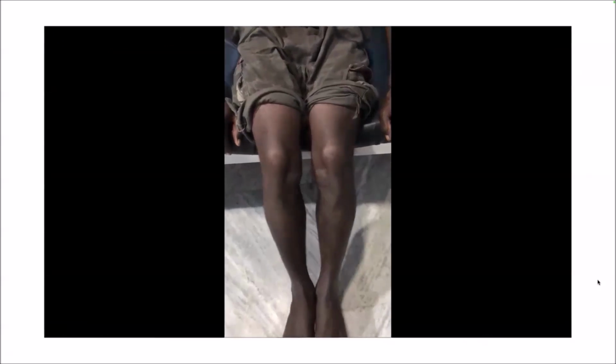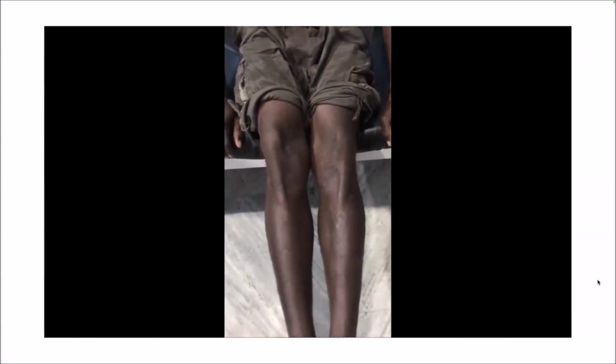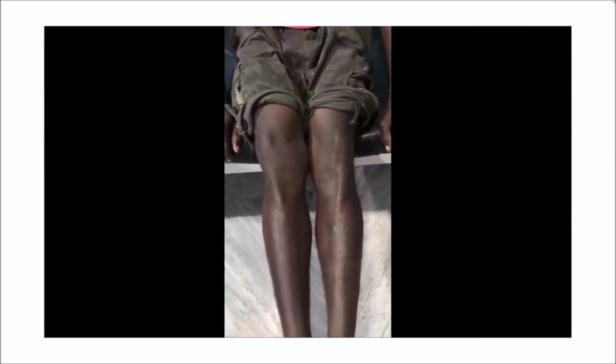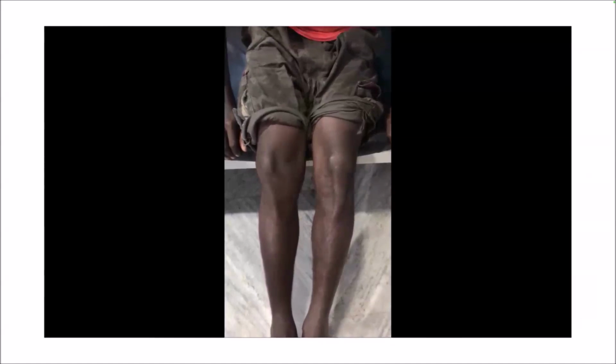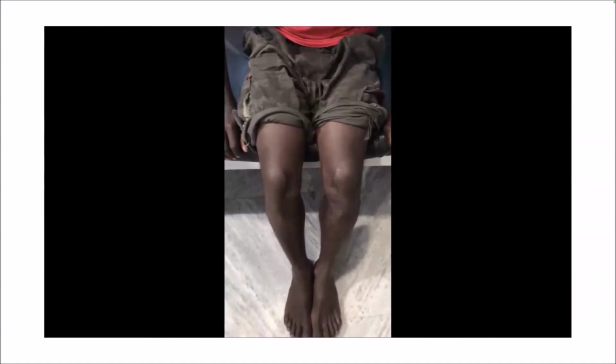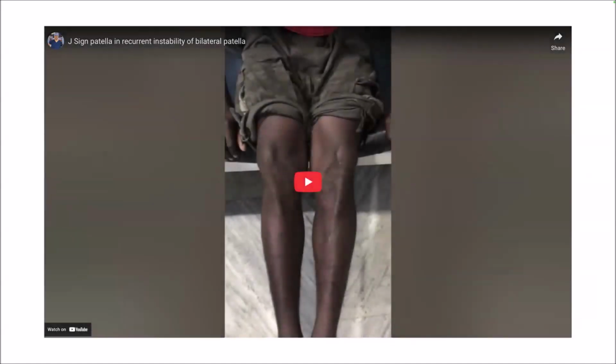The patella is getting out when you extend or flex. When you extend the knee, you see it out. When you bend the knee, it's getting back. See, on the right side it is jumping back. We call this the jumping J sign.